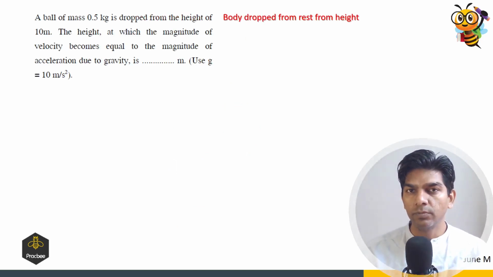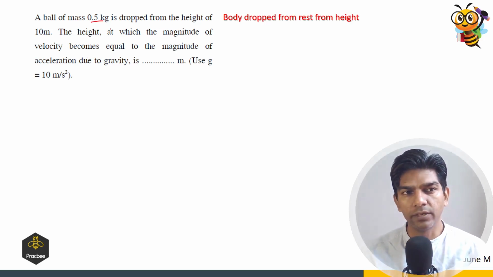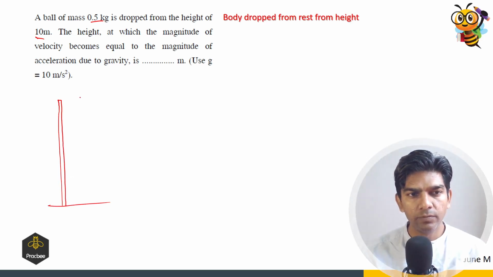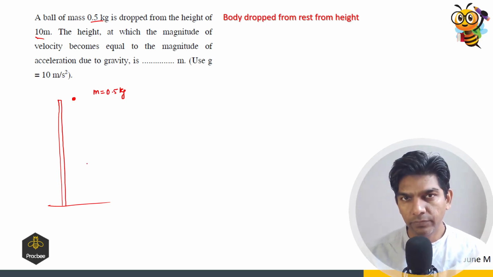Now let us see the next problem based on the same problem type. A ball of mass 0.5 kg is dropped from a height of 10 meters. Find the height at which the magnitude of the velocity becomes equal to the magnitude of the acceleration. Let me show you here. So we have a certain height. Let us say we are dropping a ball from a tower. This is the ground, and the mass of the ball is given as 0.5 kilograms, and we have to find the height of the point where the velocity magnitude will become equal to the acceleration.